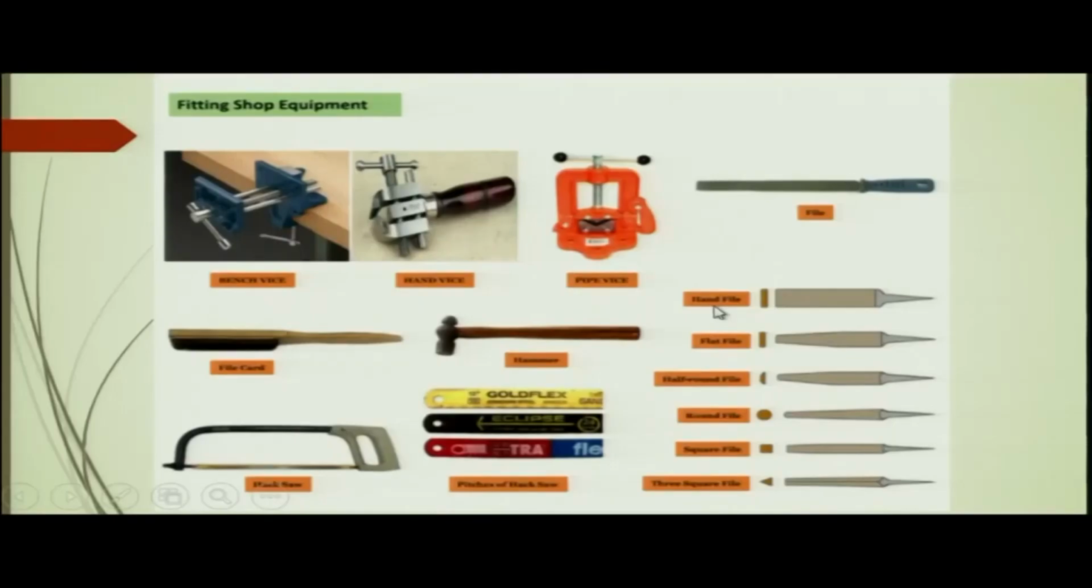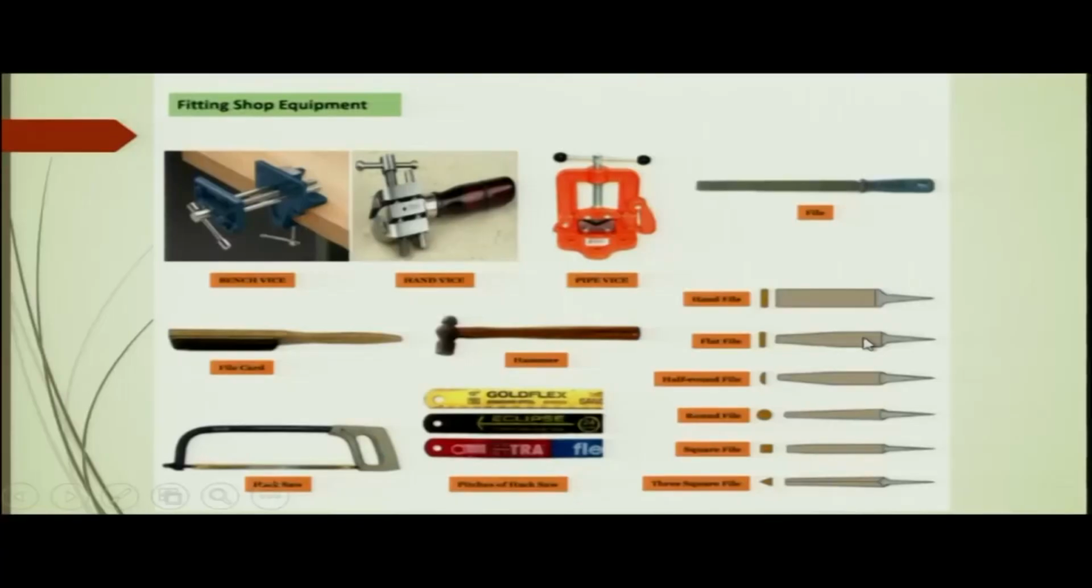So here you can see that this is a hand file, this is a flat file, this is a half round file, this is a round file, square file, 3 square file. So by the name you can find out that a hand file is a normal file which you use for flattening or for filing the flat surfaces mostly. We will show you in the lab how these flat files or how the filing can be made properly. Here this is a flat file, okay. Flat file and hand file, their purpose is more or less equal.